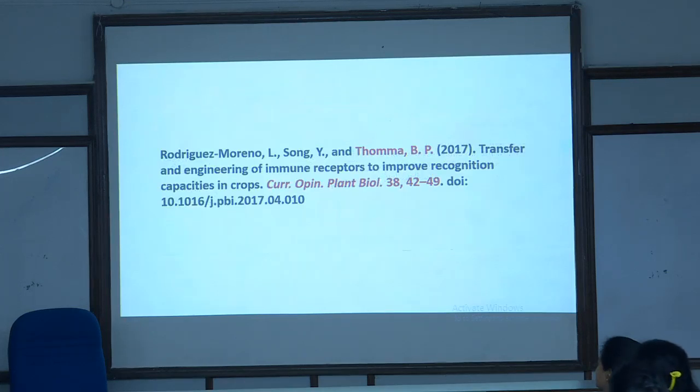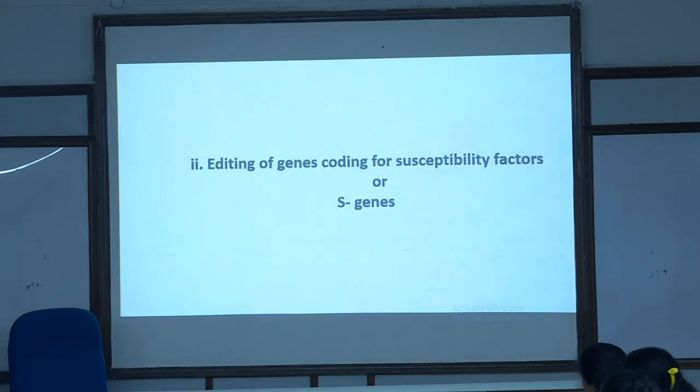And this is a paper, Current Opinion in Plant Biology. If you have time, it's very easy to read, nicely written, and it gives a complete account of receptor modifications and receptor editing of receptor coding genes as a solution for mitigating more than one pathogen in crop plants, right? So I'll move on to the next important target.